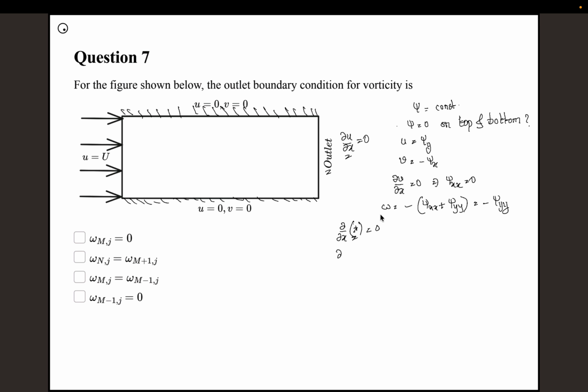So we can simply say del x of this omega is 0, and from there, depending on which order derivative you are approximating, you can just say the value at the outlet is equal to the value of the neighboring point that we are trying to solve for. So if this point is, let's say, m, this one is m minus 1. So the value of omega at m comma j will be equal to the value of omega at m minus 1 comma j.